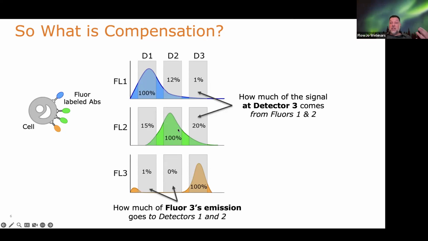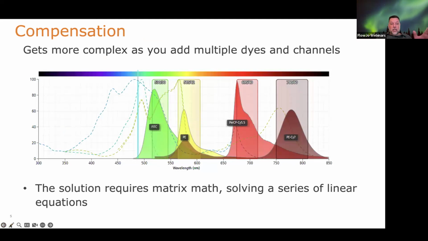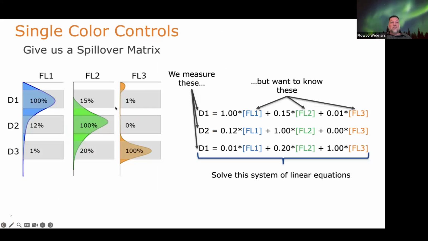So if we pivot or rotate this graph counterclockwise by 90 degrees, we get a similar looking view, but now we can make a matrix math problem out of it. So we are actually calculating how much fractional percentage is picked up in each secondary detector relative to the primary detector for each fluorochrome. And those are the numbers we get, right? 1, 0.15 and 0.01 are the numbers that we get out of the spillovers.